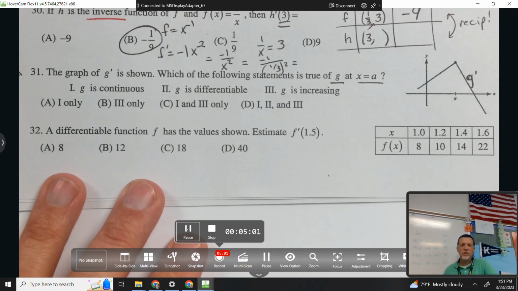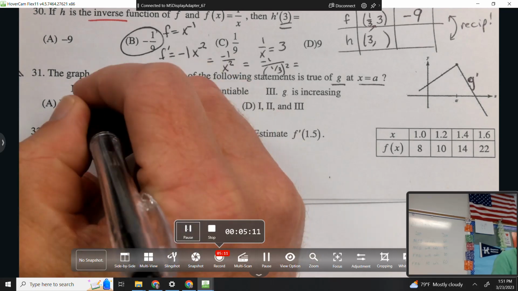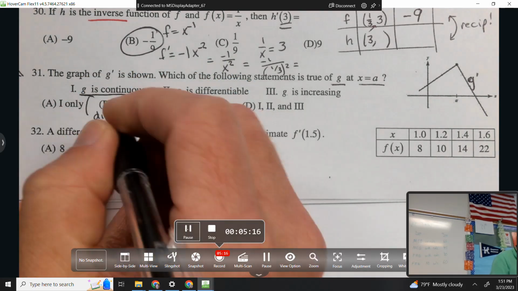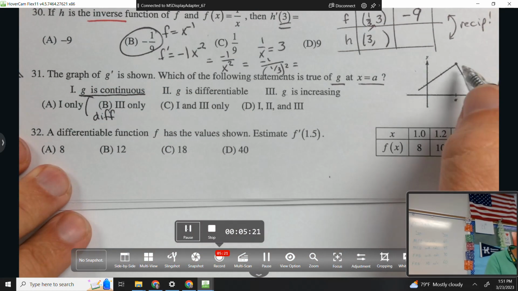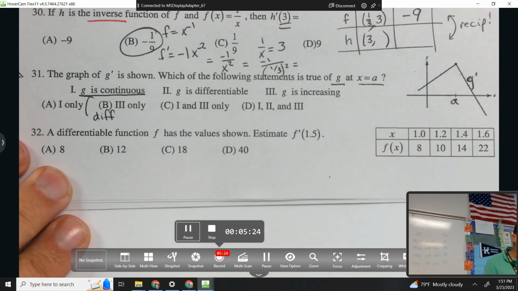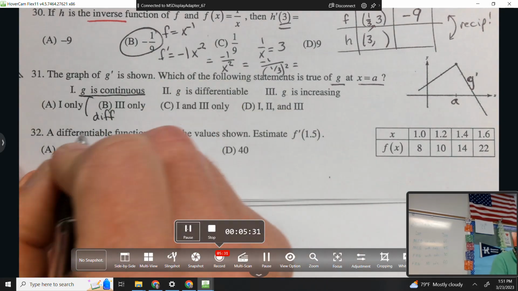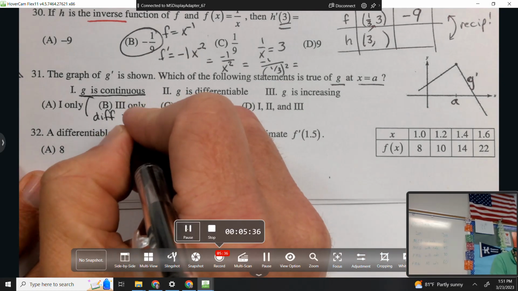G is continuous. I'd say so. Why do you say so? You're right. This is one thing that they love to test. Okay, well, hold on a second. This is G prime, but it's at x equals a. So that means G has a derivative at A. Of 0. So it is differentiable at A. And because we have a point there, yeah, because there's a point there.